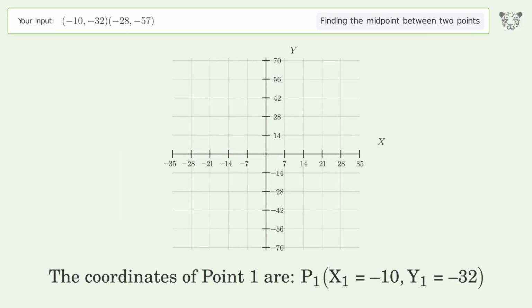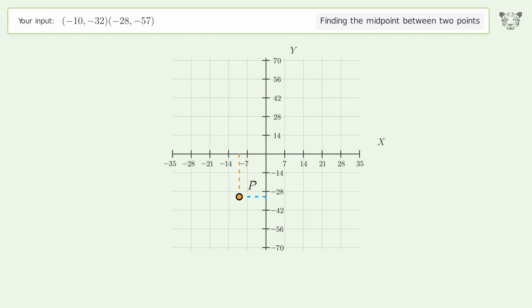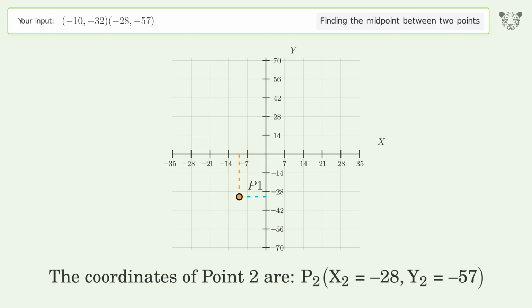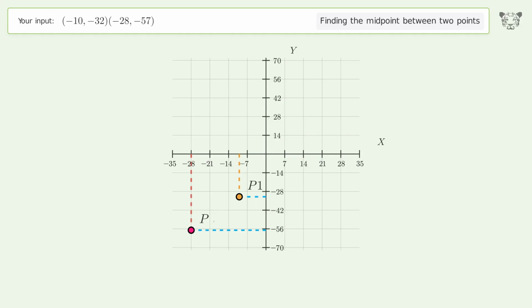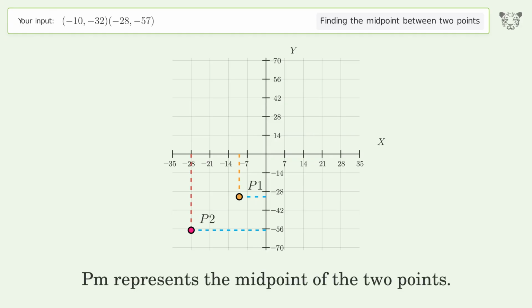The coordinates of point 1 are, x1 equals -10, y1 equals -32. The coordinates of point 2 are, x2 equals -28, y2 equals -57. PM represents the midpoint of the 2 points.